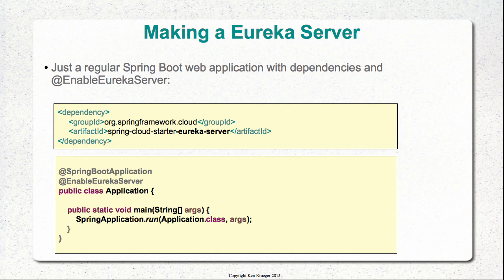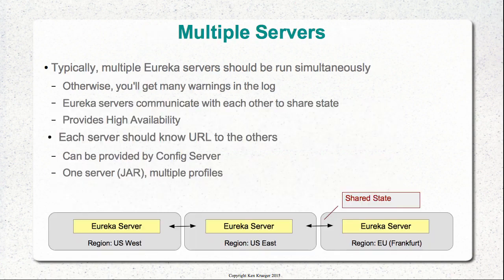Then all you need to do, in one of your application configuration classes, is just put @EnableEurekaServer. And that's all you need to do to turn the Eureka functionality on. Now, usually you want to run, in a production environment anyway, multiple Eureka servers simultaneously.